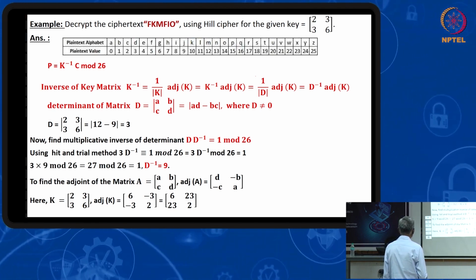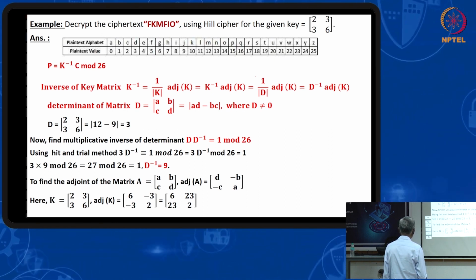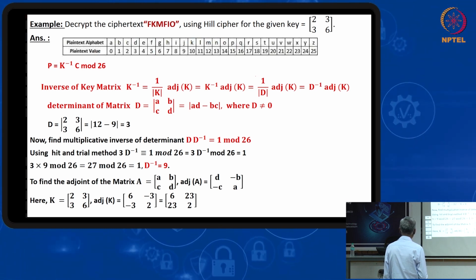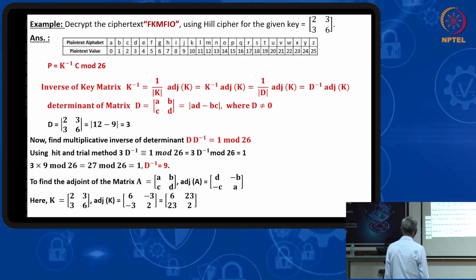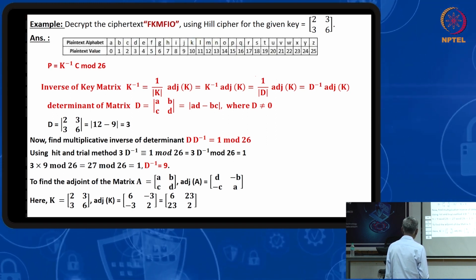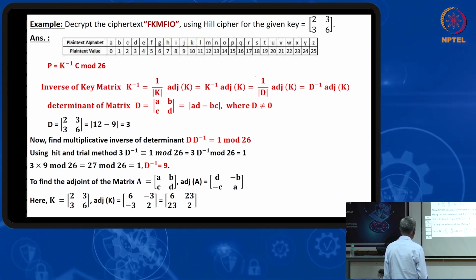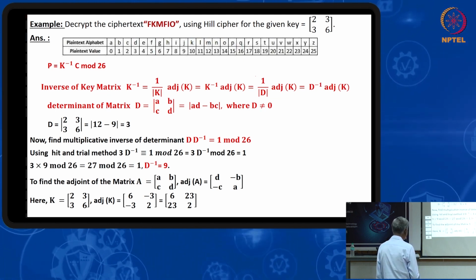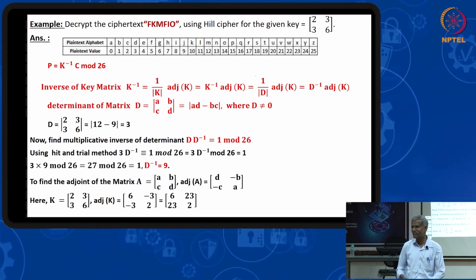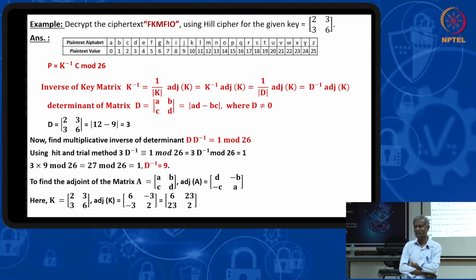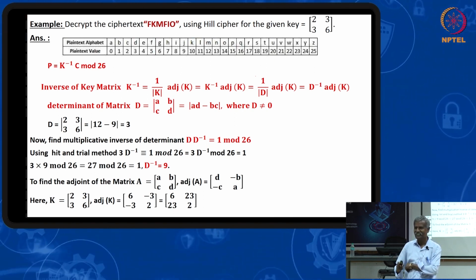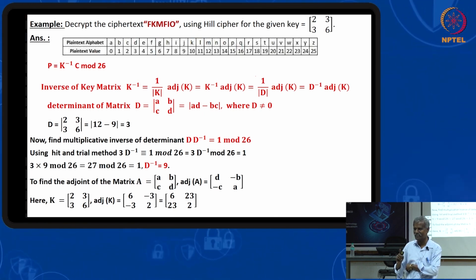D equals 3. D inverse is how much? 9. How is it 9? You see this line. 3 into 3 multiplied by 9 mod 26 equals 27 mod 26 equals 1. Therefore, D inverse equals 9. When D equals 3, D inverse equals 9. Anybody could not understand this line? The inverse of 3 in modulo 26 algebra is 9. Everybody is able to understand.